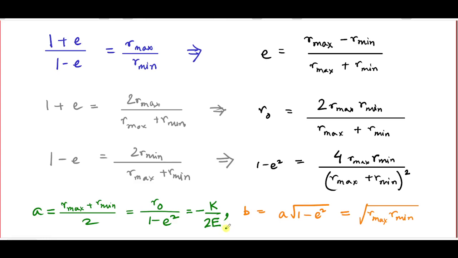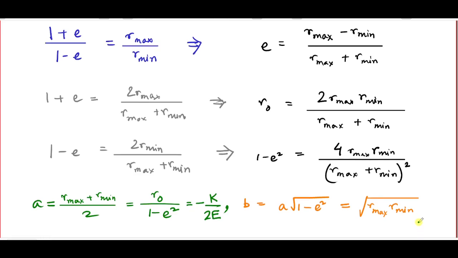Therefore, the overall size of the orbit, the semi-major axis, essentially is determined by the energy of the orbit. On the other hand, the semi-minor axis, B, which is A times the square root of 1 minus E square, can be easily seen after a bit of algebra to turn out to be the square root of Rmax times Rmin. So while A is the arithmetic mean of the pericentron and apocentron distances, B just happens to be the geometric mean.